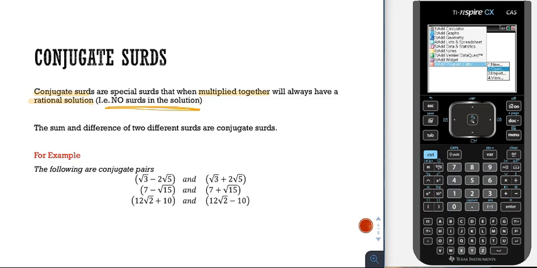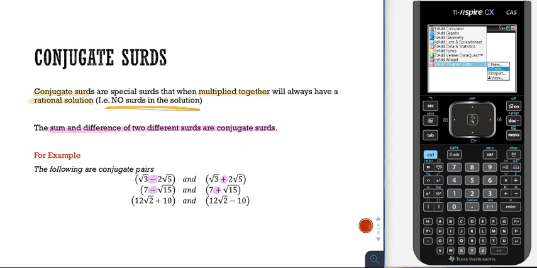They're the sum and difference of two different surds. So by the sum and difference of two different surds, what we're really talking about is taking one surd, or one expression, root 3 minus 2 root 5. And if you change this middle sign to a plus instead of a minus, you now have a conjugate pair. So these two here are classified as conjugate pairs.